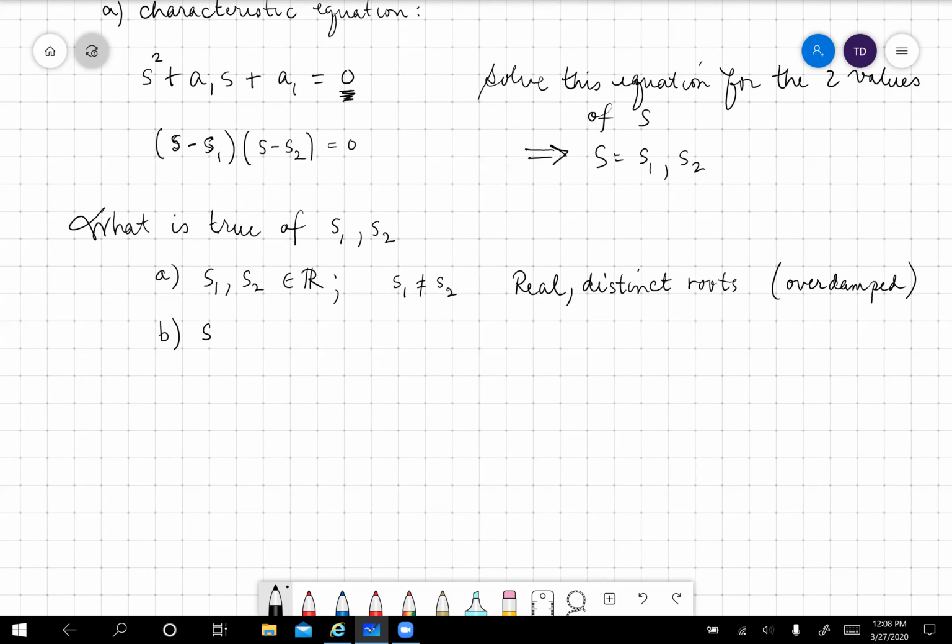Second situation is S1 is equal to S2, and they are still members of the real number system. So they're still real, and they're equal to each other. We call this real and repeated roots. And this is called critically damped.